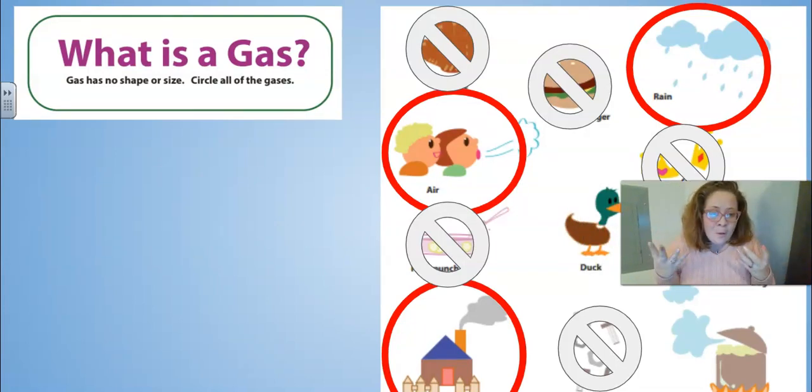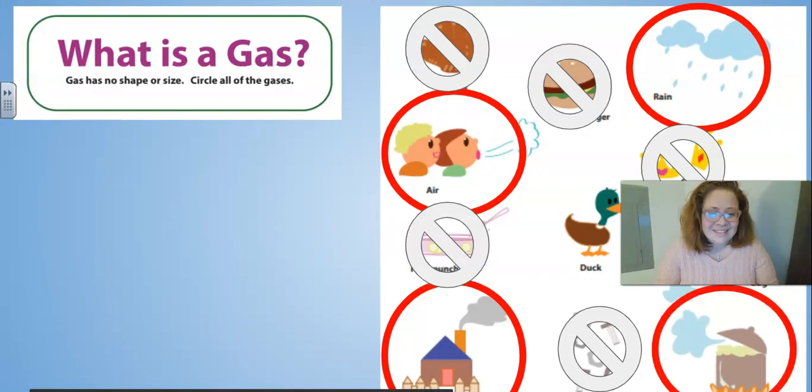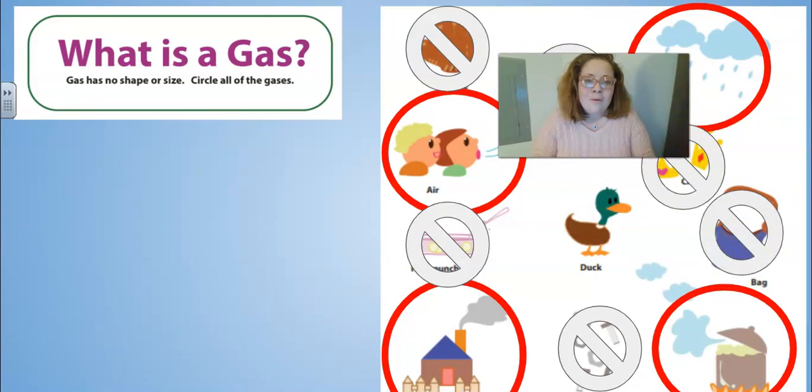When you heat up water, the H2O turns from water to steam. Is steam a gas? Yes or no? Hmm, what do you think? Yes, steam is a gas. Great job. We have one more thing.